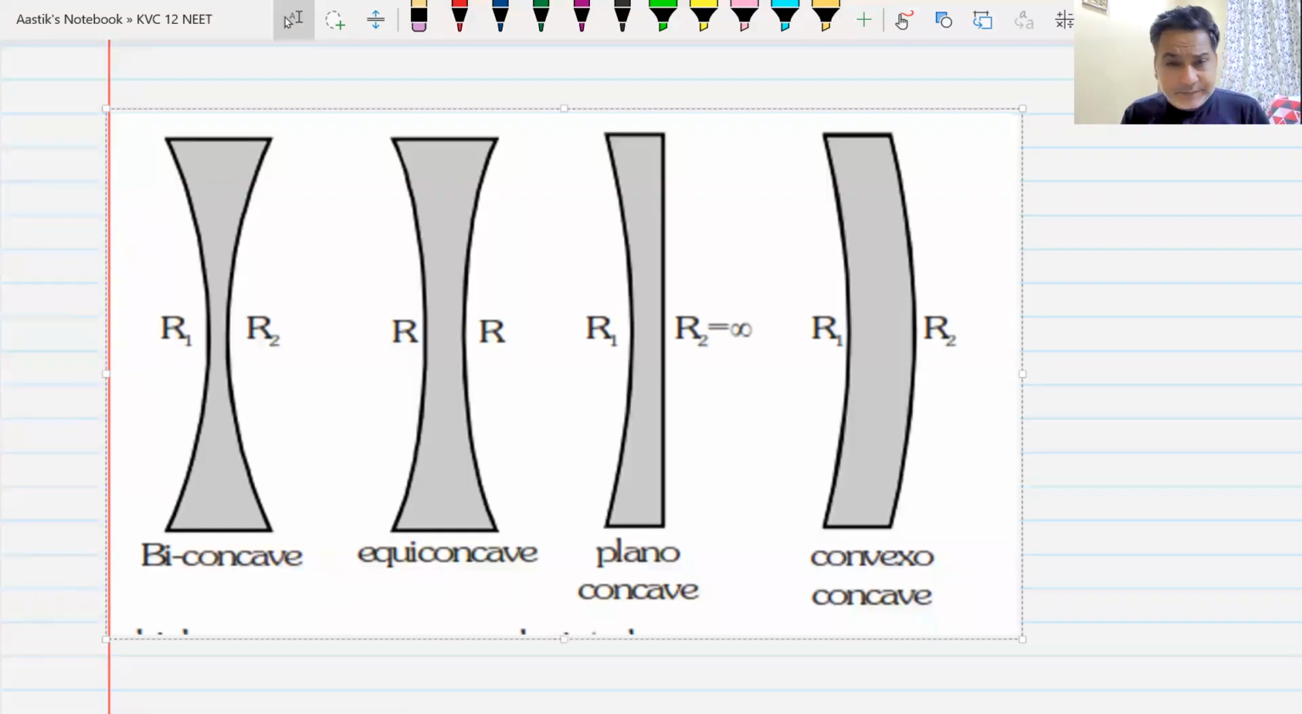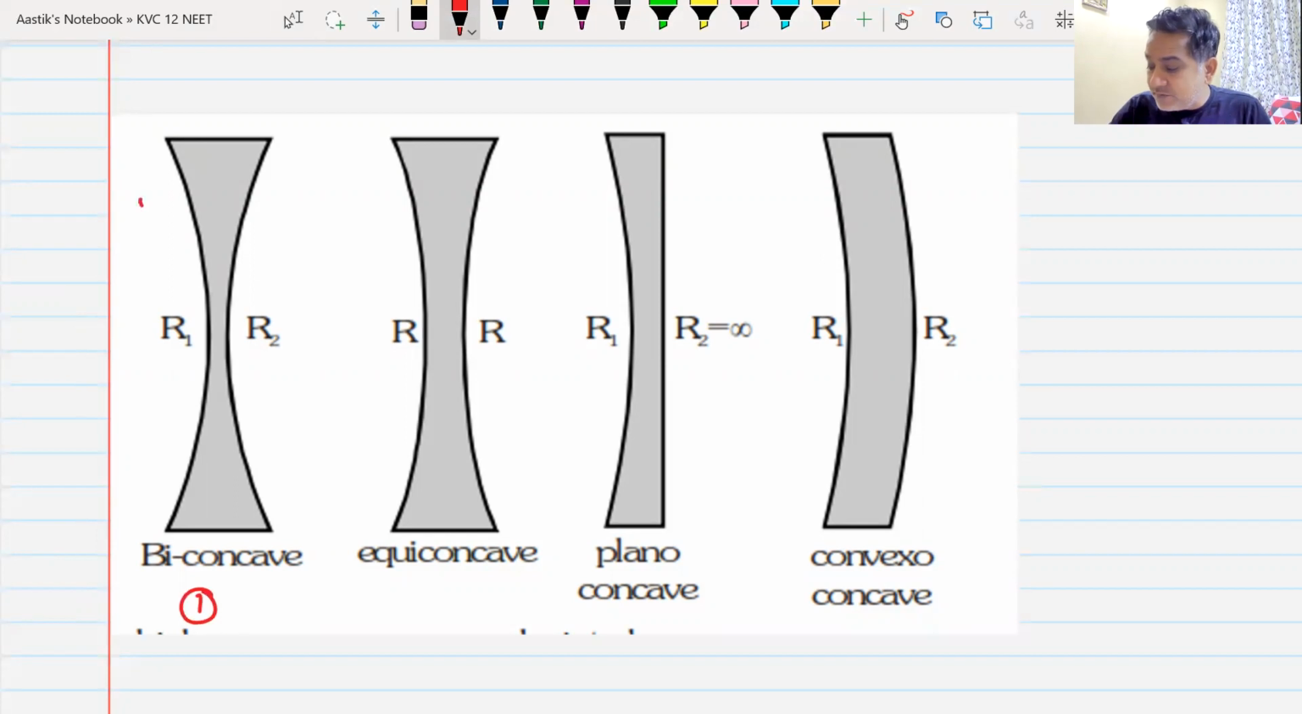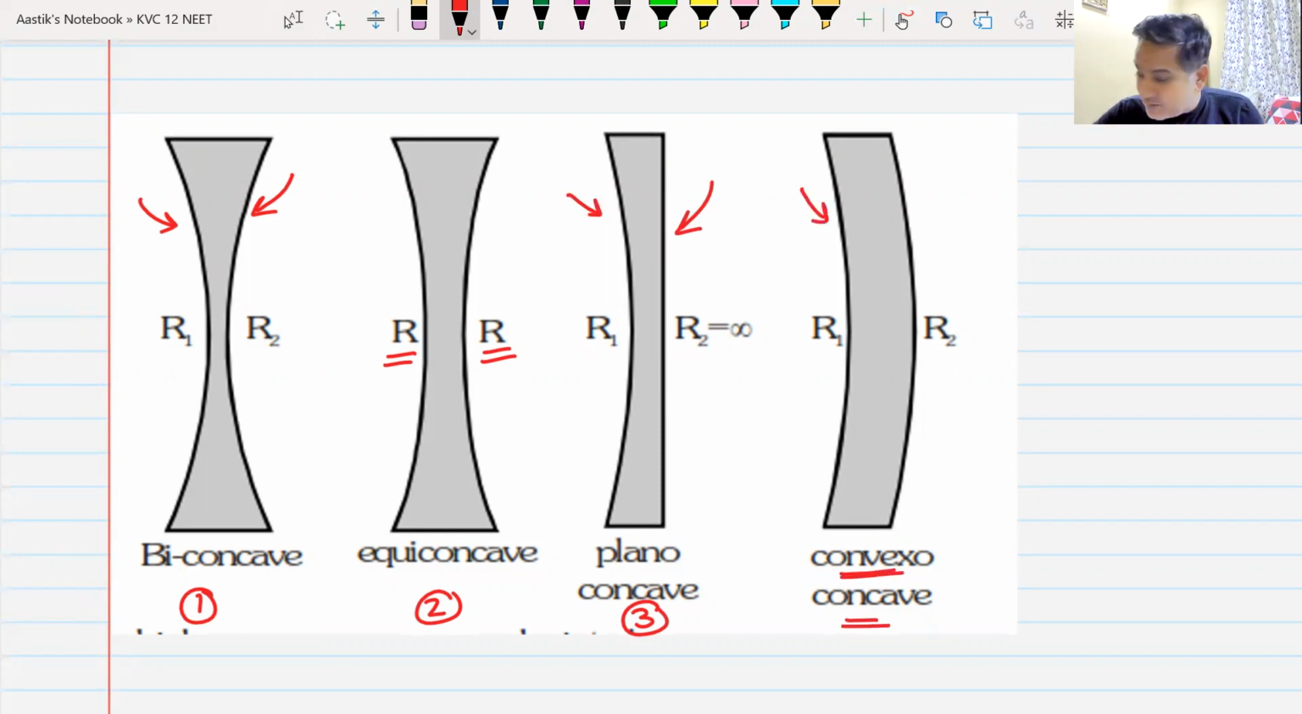The first type would be a biconcave. It is concave on both sides. This one also, both are concave. The second type is equiconcave, concave on both sides, and the radii are also the same. Then we have number 3, plano-concave. One side is plane and the other side is concave. Then we have convexo-concave. One side is concave, the other side is convex.